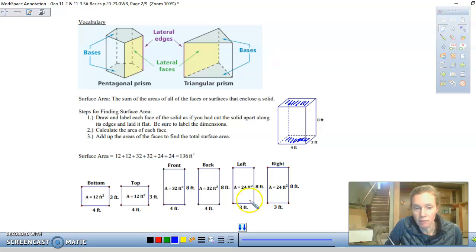So you take the area of all of those rectangles, and you just add them together. So my total here, total surface area, would be 136 feet squared.